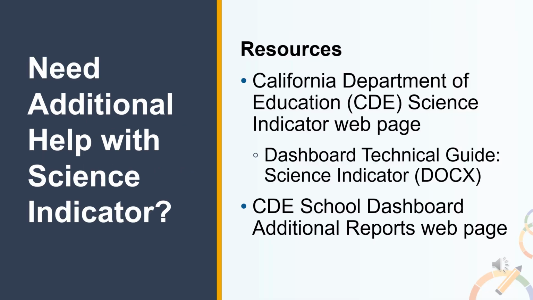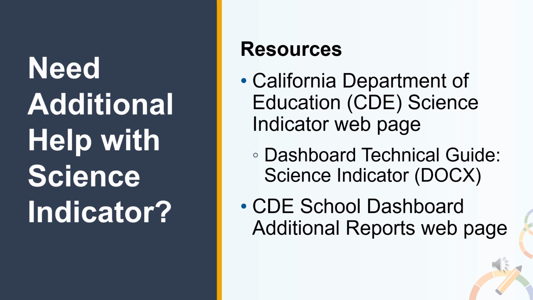This was our quick recap of the Science Indicator. If you need additional help with the Science Indicator, we have a few different resources available for you. All the links are in the note-taking guide. First, we have our California Department of Education, or CDE, Science Indicator webpage. This will be your go-to for any questions you might have about how rules are applied or examples. It contains links to everything technical and simplified, including a link to our technical guides.